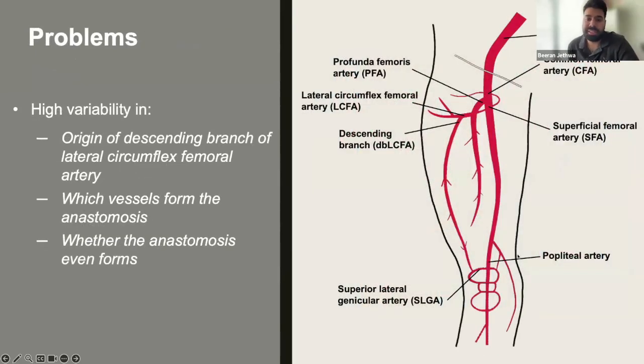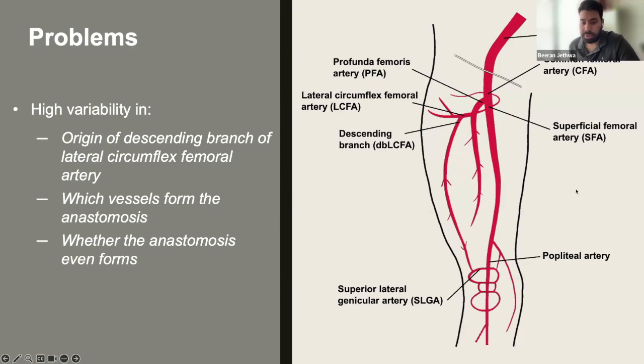Now, the dogma for this surgery is that the descending branch anastomoses with the superior lateral genicular artery right here. But there are some issues because there's great variability in the anatomy, including in the origin of the descending branch itself. Sometimes anastomosis is present, but either only one of the vessels is involved, or neither. So maybe this vessel doesn't actually anastomose with this one, or vice versa. Perhaps no anastomosis occurs whatsoever.